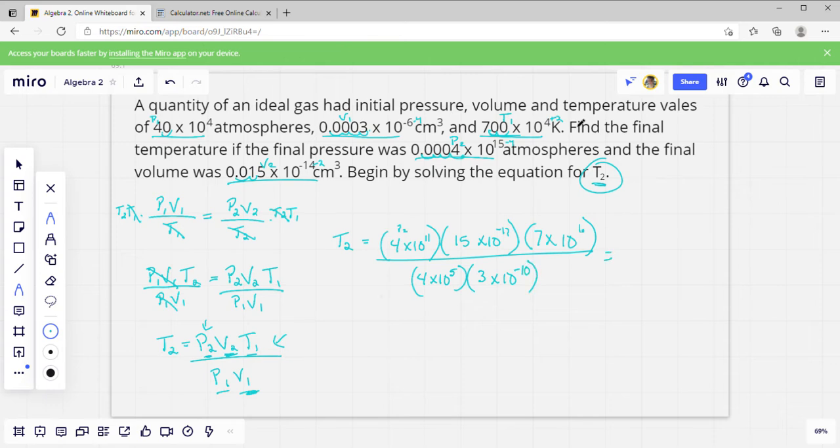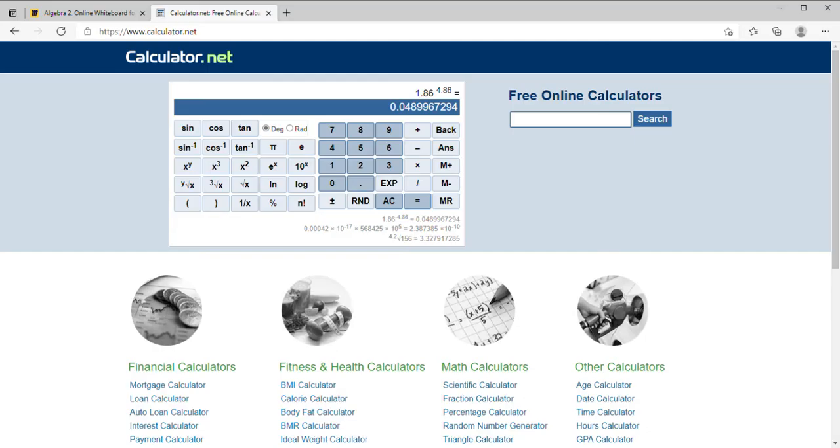All right, now all I have to do is try to solve these. So 4 times 15 times 7. Let's see, 4 times 7 is 28, and then we need 28 times 15. I am not going to work with that. I'm just going to multiply it on this calculator. 4 times 7 times 15.